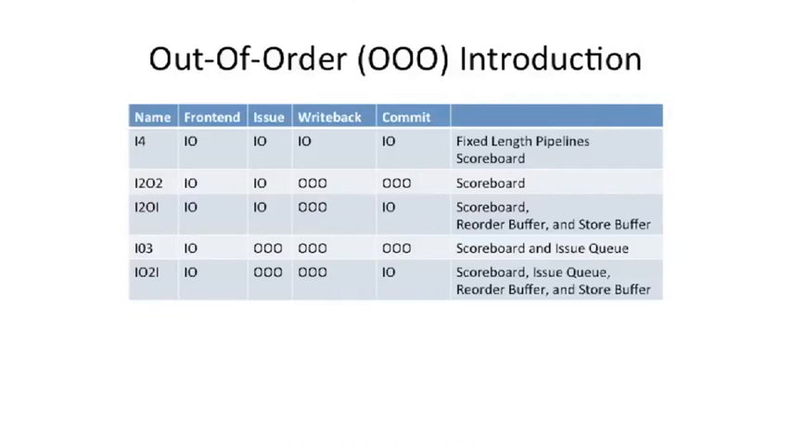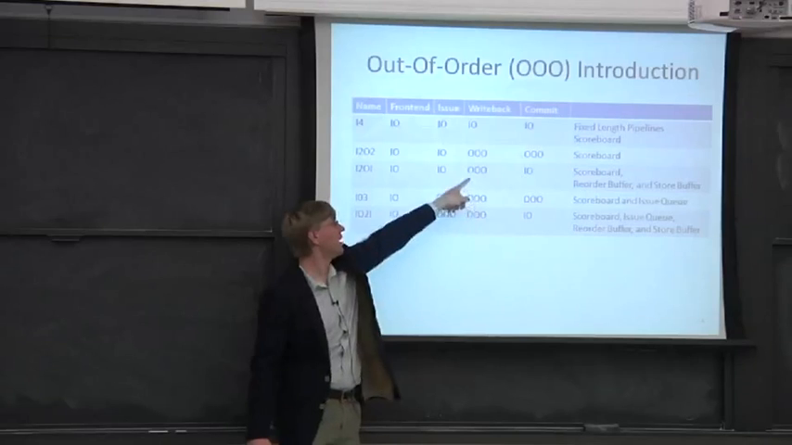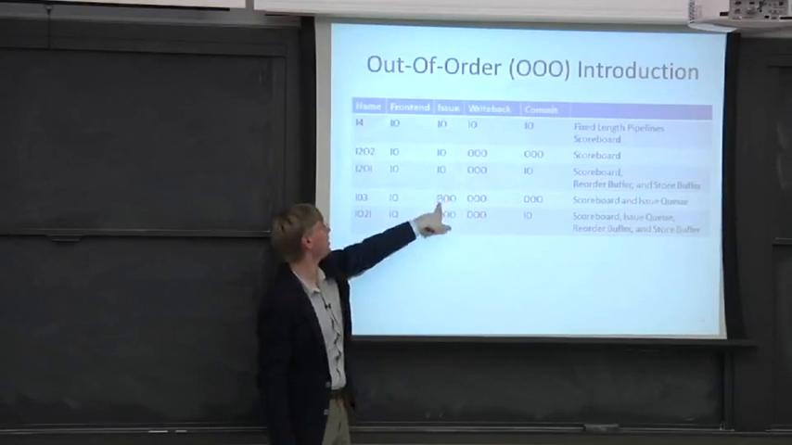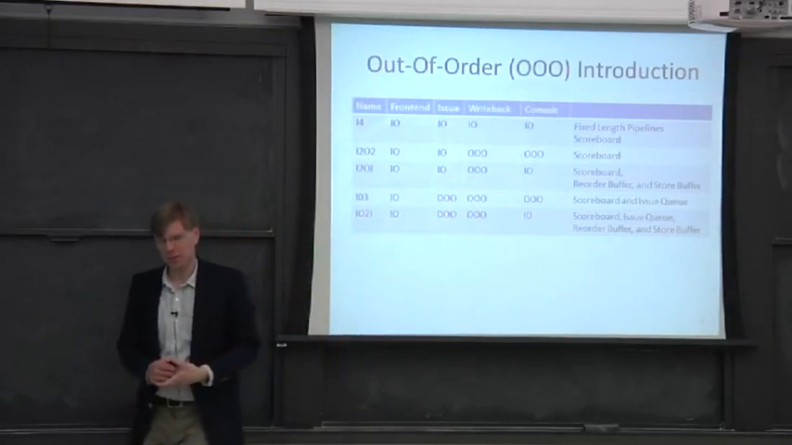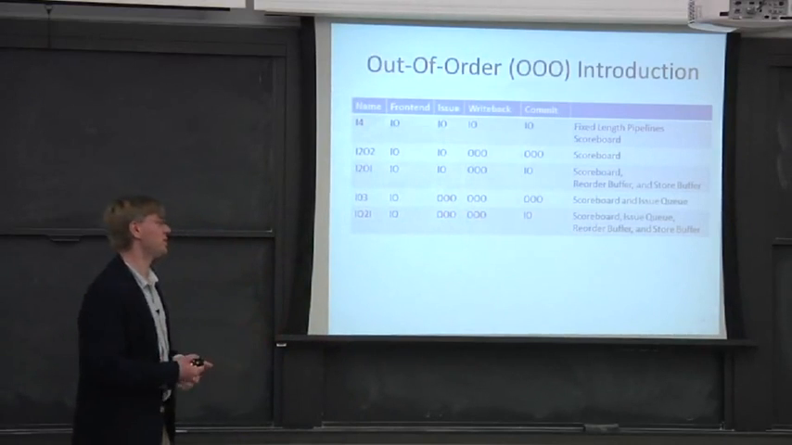Issue. So this is the stage in the pipe that actually says, all the operands are ready, go start executing the instruction. Well, there are some things that can be in order, but you could probably even get more performance if you try to do that out of order. So probably not today, but next lecture we're actually going to talk about how to have the issue be out of order.